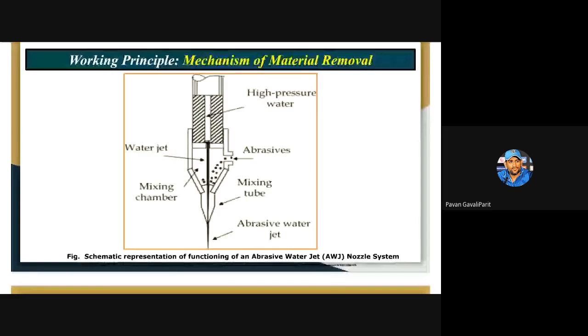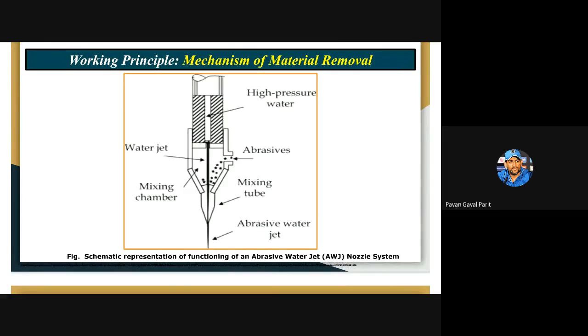In that mixing chamber, mixing of abrasive and water jet will happen. Then through that mixing tube, you can see here, the mixture of abrasive and water will come out, and we have this abrasive water jet. At the end of the mixing tube we have the abrasive water jet, and the velocity of this abrasive water jet is very high.